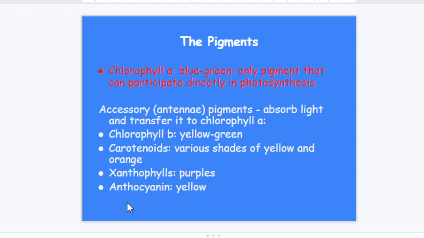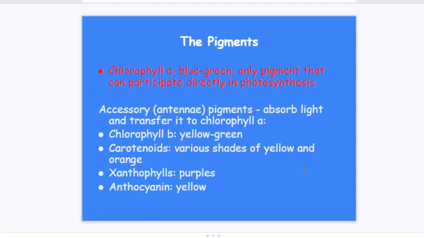So here's a couple more of them. I'm going to try to say them. Okay, so chlorophyll A is actually blue-green. That's what it reflects. It's the only pigment that directly participates in photosynthesis. All these other ones don't actually participate in photosynthesis. They do other things. So we call them the accessory or antennae pigments, okay? They basically absorb light and transfer it to chlorophyll A because it wants to get as much light energy as it can. So chlorophyll B is a yellow-green, okay?